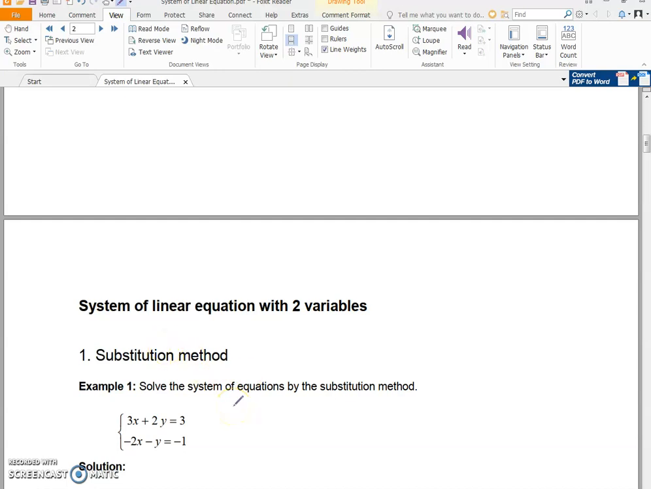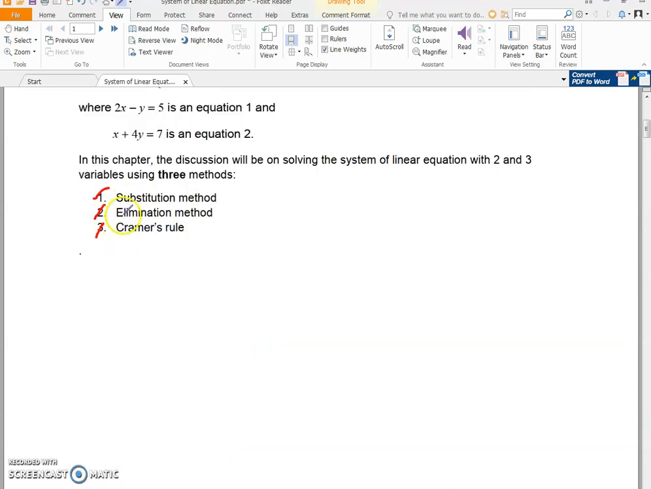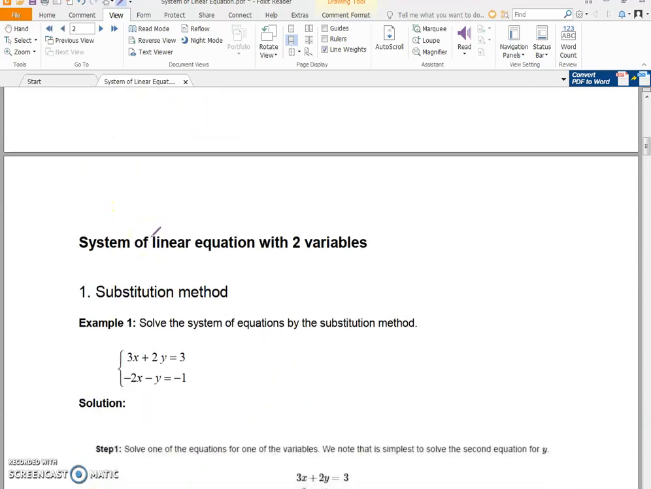Let's say the question asks you to calculate the value of x and y, or to solve the system of equations by using the substitution method. Please bear in mind, if I give you this kind of question where I mention clearly the method you need to use, you need to follow the instruction, or otherwise I will deduct your marks. But if there's no mention of the method, you can use any of these three methods. It's up to you. So please read the instruction carefully.